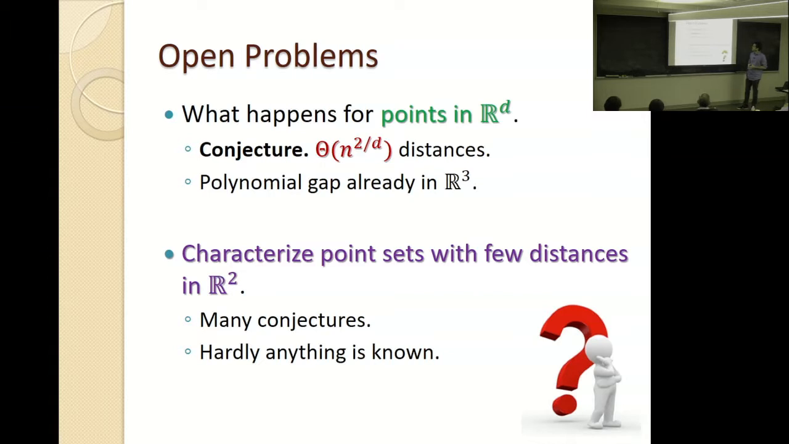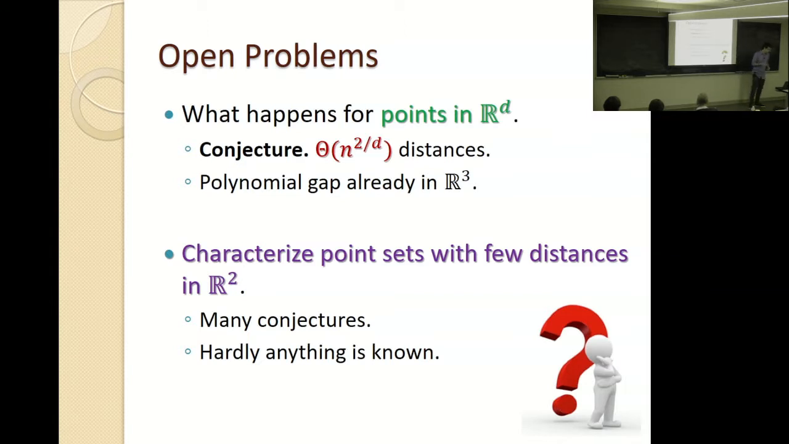So there's a second problem that I think is much more challenging. Again, you might not agree, but it's not clear to me if we are close to having the right tools to handle this at all. Maybe we're 100 years away from it, I don't know. It's to characterize sets of points that have a small number of distances, maybe n over square root of log n distances. What do they look like? And this is an old problem. It exists for many decades. And we just don't know anything. You can find a million conjectures, hardly any piece of information.